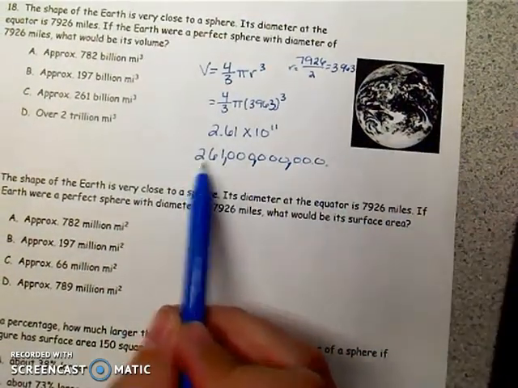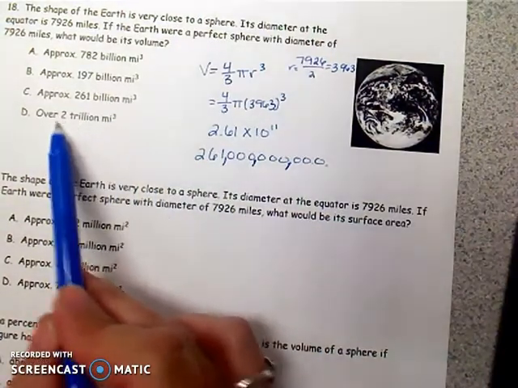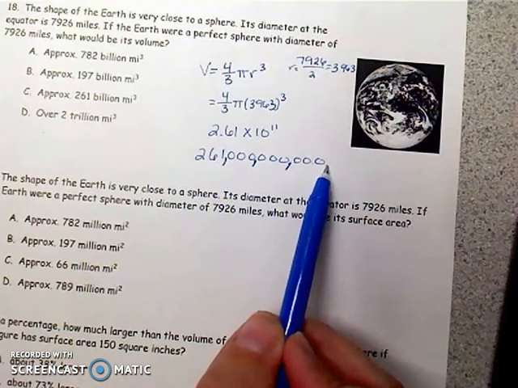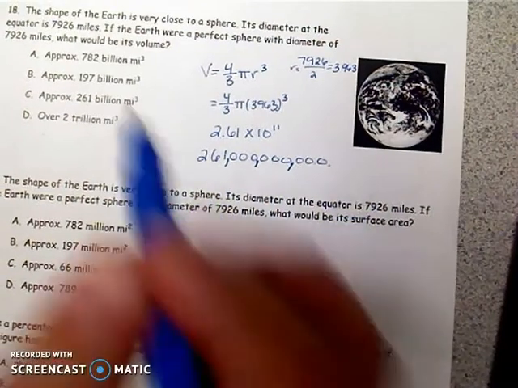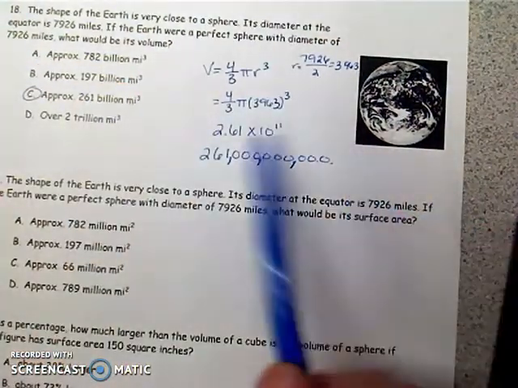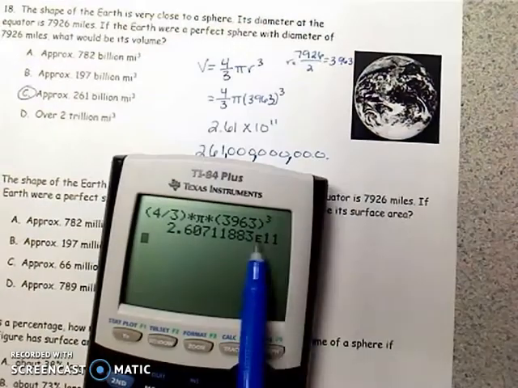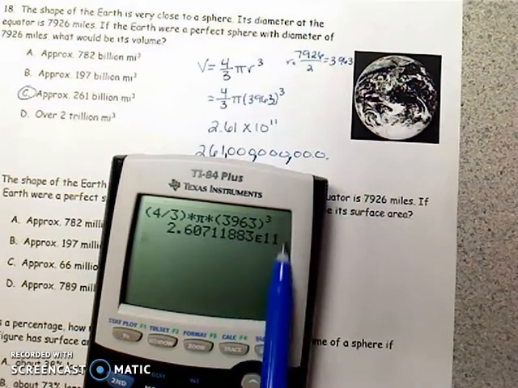So see, it's not over 2 trillion. It's only 261 billion. Okay, so this one's kind of tricky. Make sure that you pay attention. Don't just go by what the number shows. Some of you may not even have noticed this at the end, but that puts it in scientific notation.